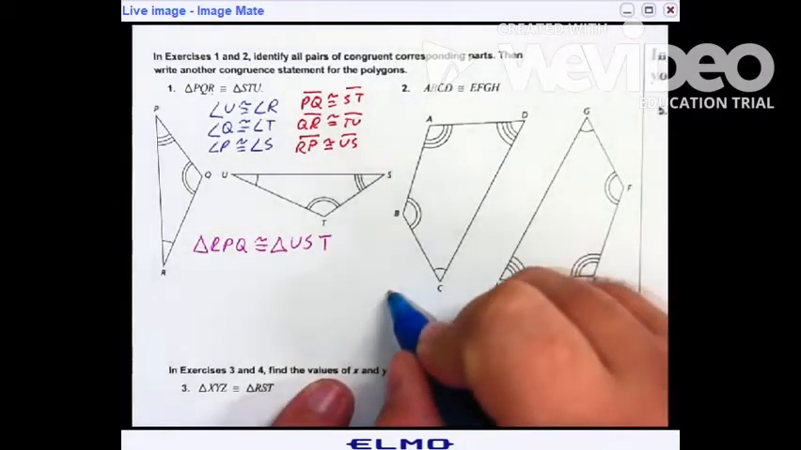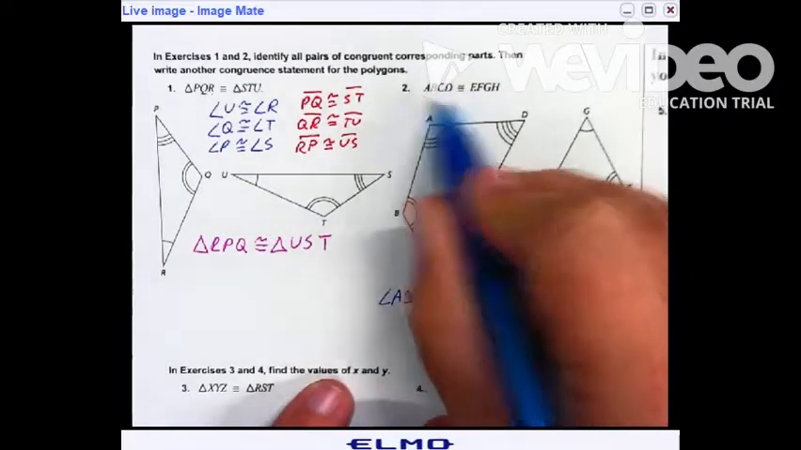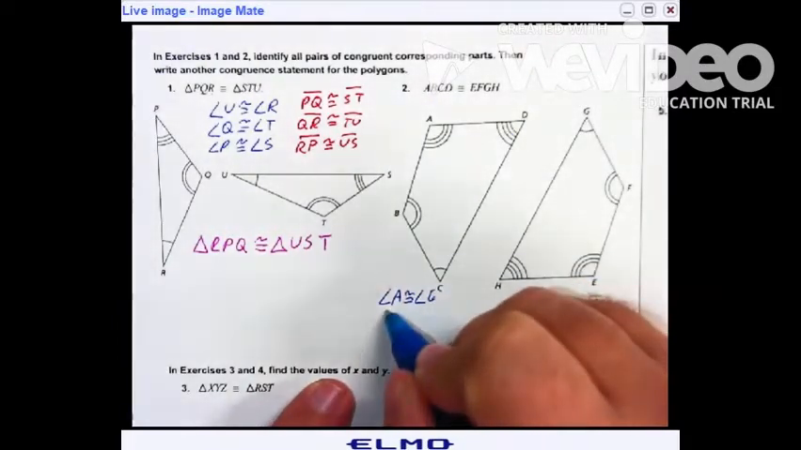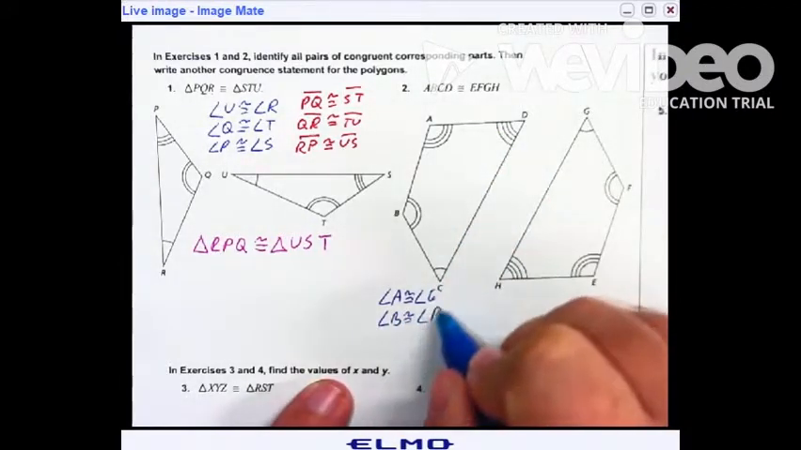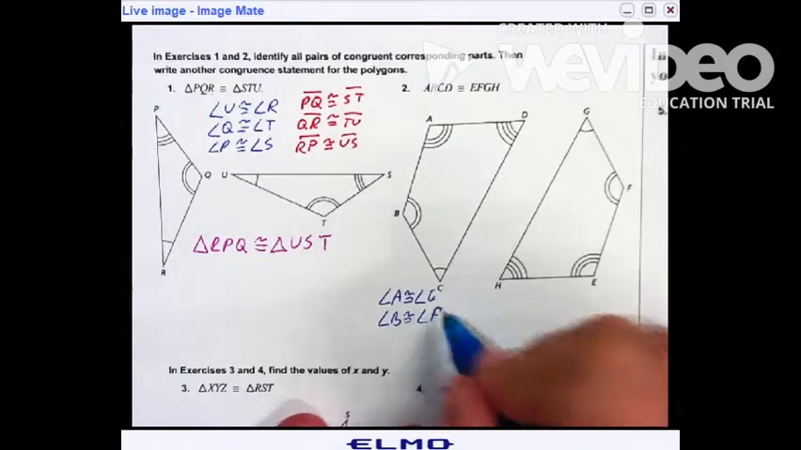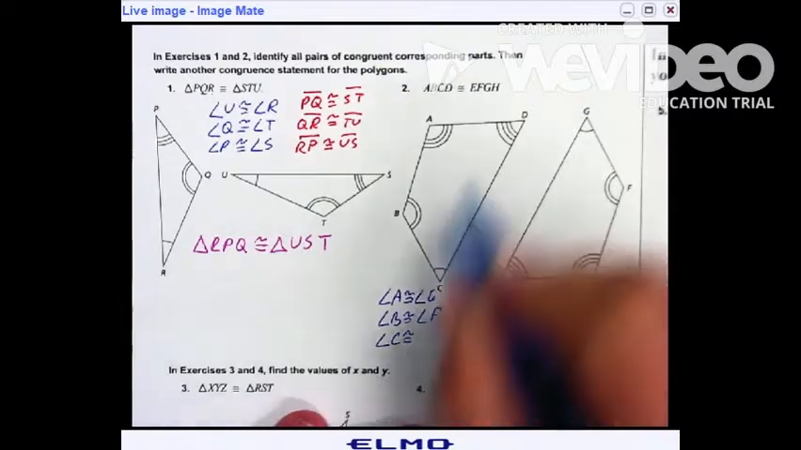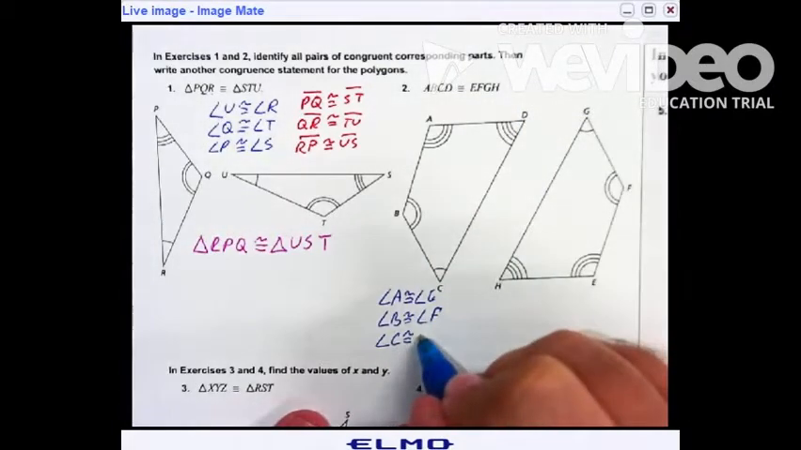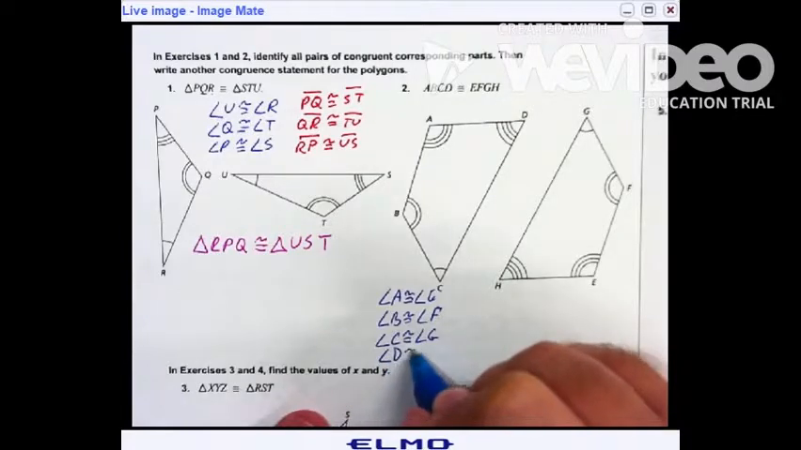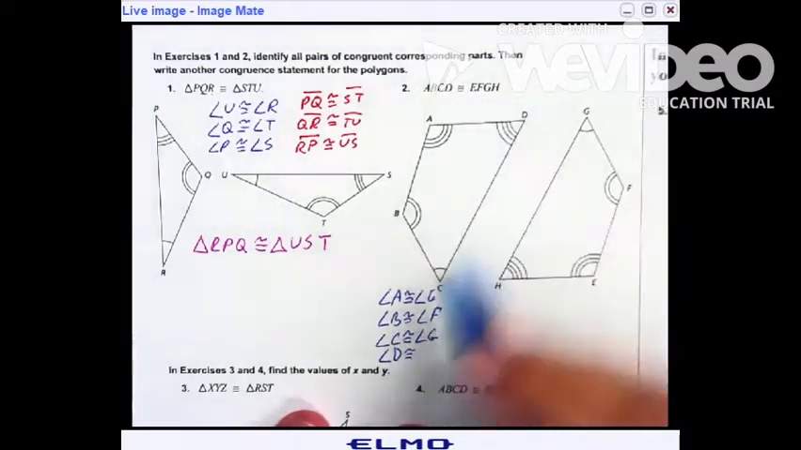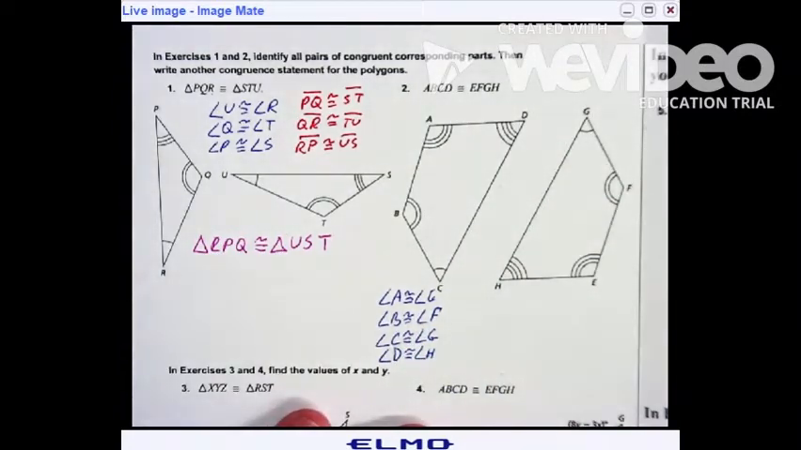Okay. So angles first. Angle A is congruent to angle, let's see. That was the first one and the first one. So E. Angle B is our second one, and angle F is the second one. So B is congruent to F. Angle C is the third one, so that is going to be congruent to angle G, the third one over here. And angle D is the last one on the first figure, and so angle H is the last one on the second figure, and so those are congruent to each other.